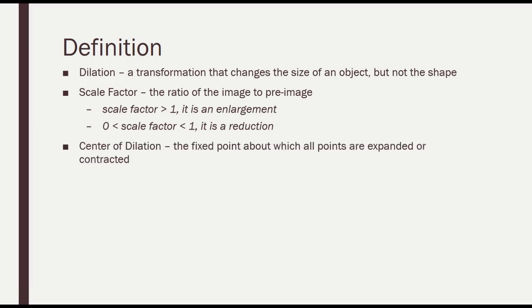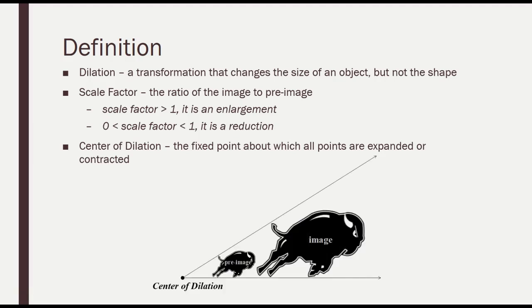We also have our center of dilation, and that is the fixed point about which all points are expanded or contracted. So let's take a look at an image. Here we have our center of dilation, our pre-image, and our image. In this case, it was an enlargement, so we would be expecting our scale factor to be bigger than 1.